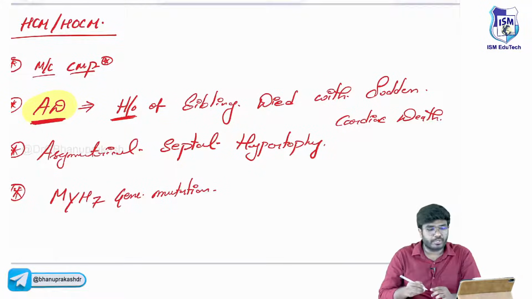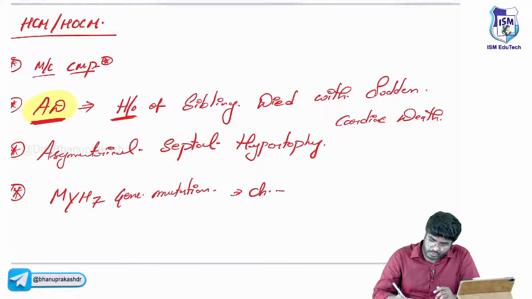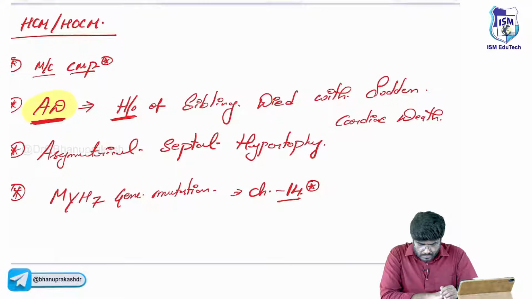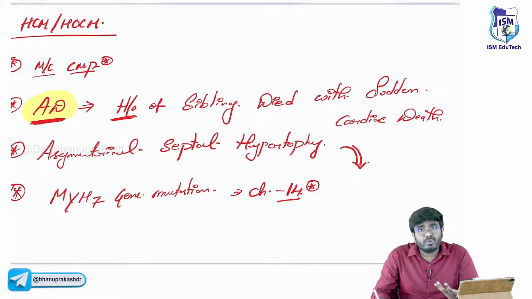This MYH7 gene is present on chromosome number 14. Because of the gene mutation, there is asymmetrical septal hypertrophy, sir. Now you can ask me, if there is asymmetrical septal hypertrophy, what is the problem? There is an extra muscle present. This extra muscle demands more and more oxygen, more and more blood supply.